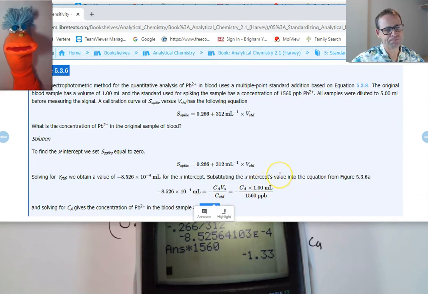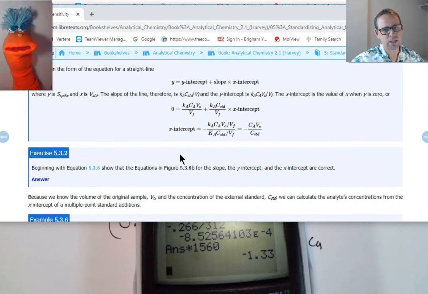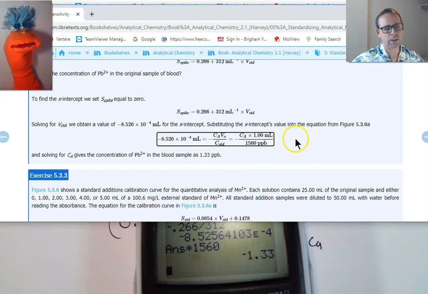So what did we do there? We made a plot like this, essentially, and we were solving for what the value is over here, the x-axis intercept over there, and then changing the sign to a positive value tells us the concentration of our analyte.